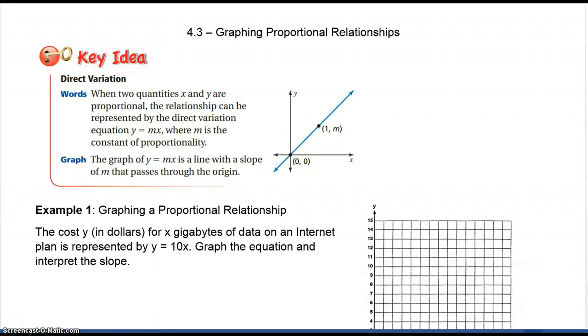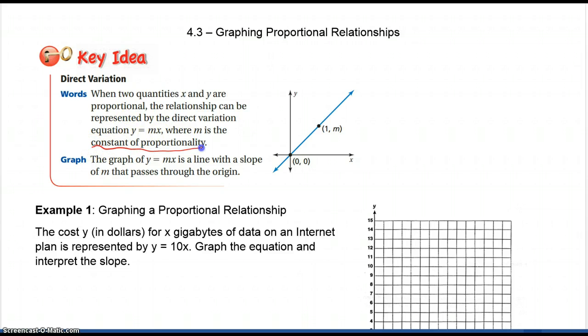4.3, graphing proportional relationships. Pay attention to this key idea. It says when two quantities x and y are proportional, the relationship can be represented by the direct variation equation y equals mx, where m is the constant of proportionality. So this only applies when x and y are proportional.